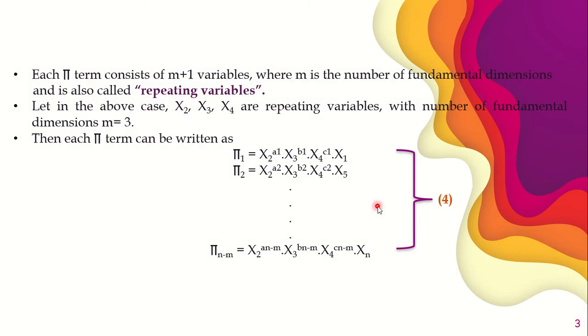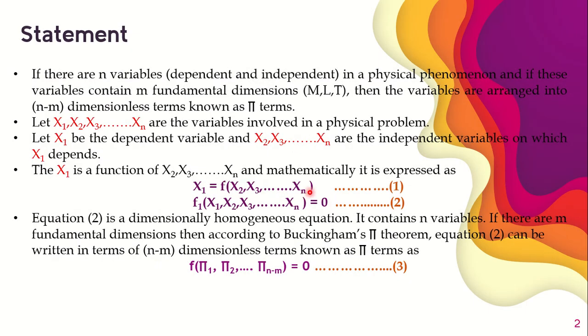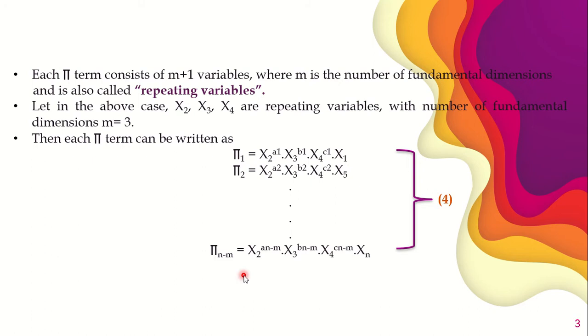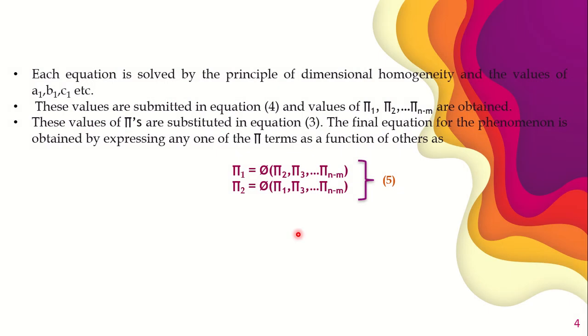Clear, guys? I'm repeating, first equation is writing about the dependent variable as a function of independent variables. Second equation is writing about all the variables on one side to count them. Third equation is writing about the number of pi terms. Fourth equation is writing about the composition of each pi term. Fifth equation is writing about solving the pi terms, and finally getting what is pi 1 and pi 2. This is establishing a relationship between the variables.